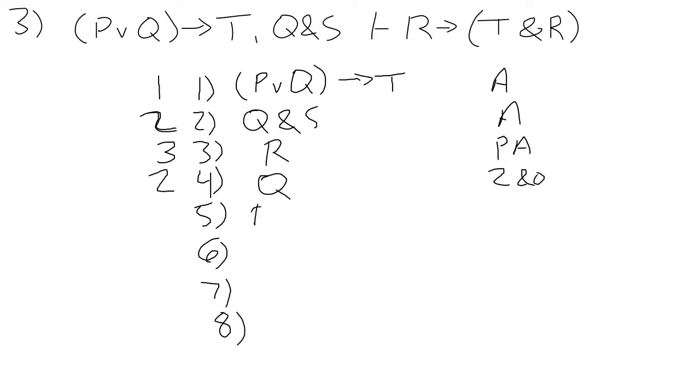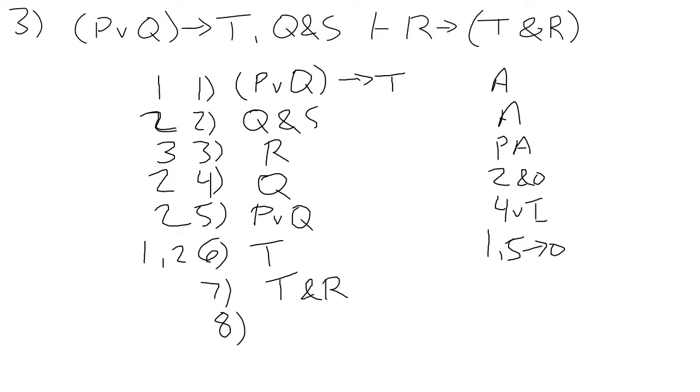And then we can wedge in P to that Q. So that'd be 4, wedge in. And then we can get the T out from 1 and 5, arrow out. 1 and 5 would be 1 and 2. Now, to get to the consequent of our conclusion, we just need to put R and T together in the right order. So that would be 3 and 6, ampersand in. 3 and 6 are 1, 2, and 3.